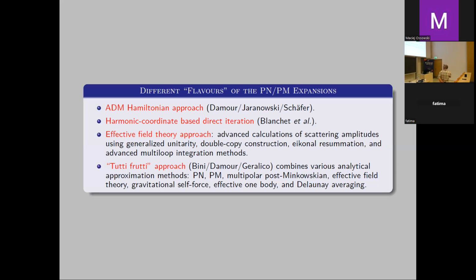And even more recently, there is still a new approach. It is an extremely tricky approach. It is called the tutti frutti approach, devised by Damour and his new collaborators, which combines all that you can do. That is the post-Newtonian, post-Minkowskian approach, multipolar post-Minkowskian. This is the way in which the gravitational wave flux is computed. Also effective field theory results, gravitational self-force results, the effective one-body approach, and Delaunay averaging. About this, I will talk more in the last part of the lecture.